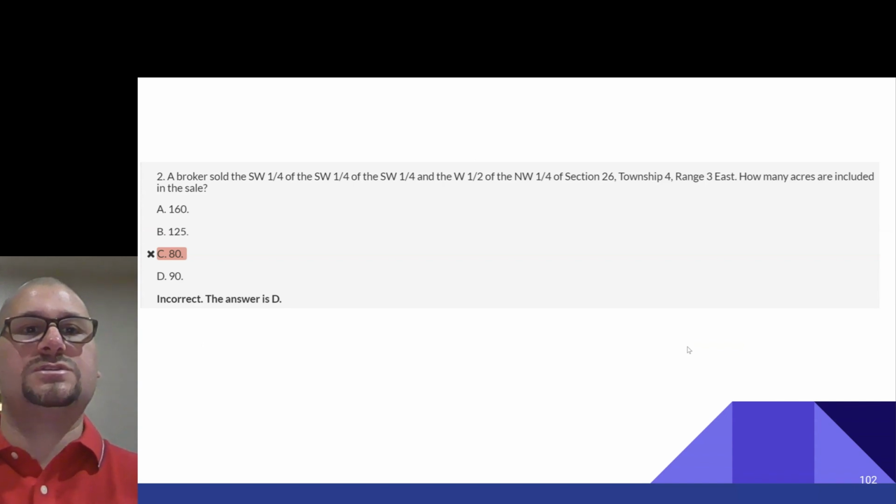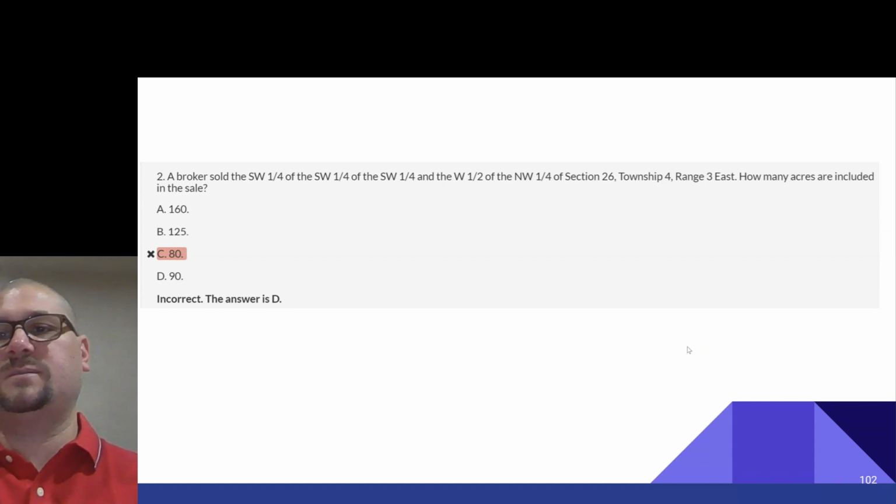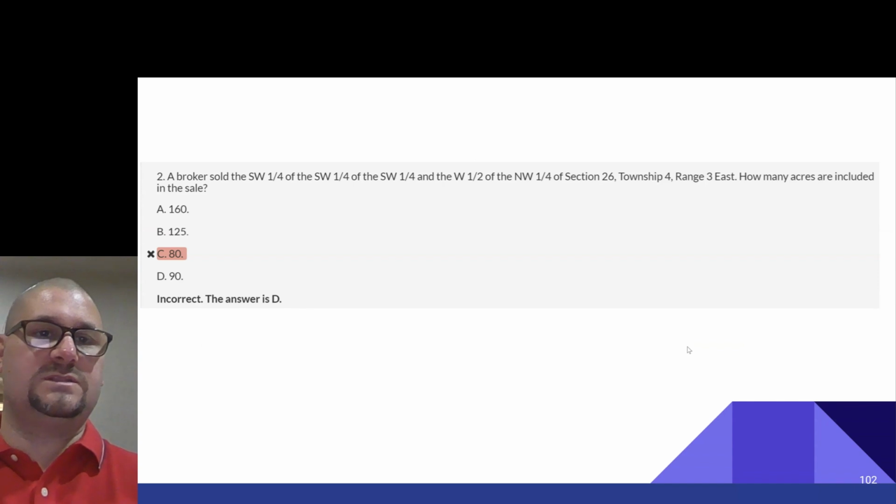Okay, a broker sold the southwest 1/4 of the southwest 1/4 of the southwest 1/4 and the west half of the northwest 1/4 of section 640, township 4, range 3 east. How many acres are included in the sale?